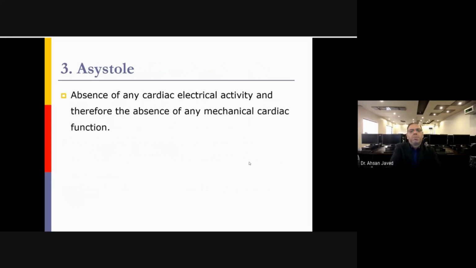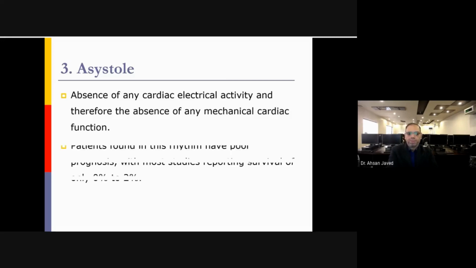Finally is asystole, which is absence of cardiac electrical activity, and therefore absence of any mechanical cardiac function. Patients found with this rhythm have a poor prognosis, with most studies reporting survival of only 0 to 2%. The normal pacemaking mechanism of the heart is blocked, and as a result, when there is no electrical activity, it will lead to stopping of the mechanical pumping of the heart, and for patients who develop asystole, the survival rate is only 0 to 2%.